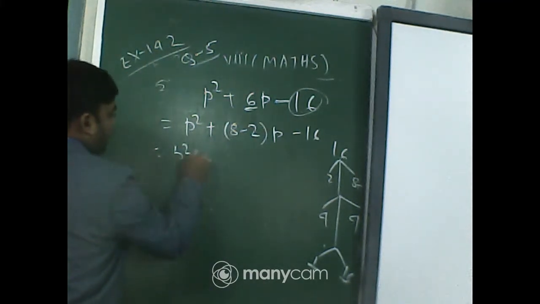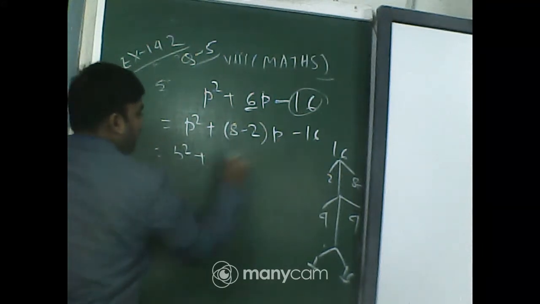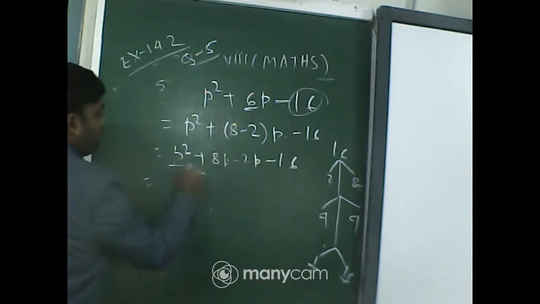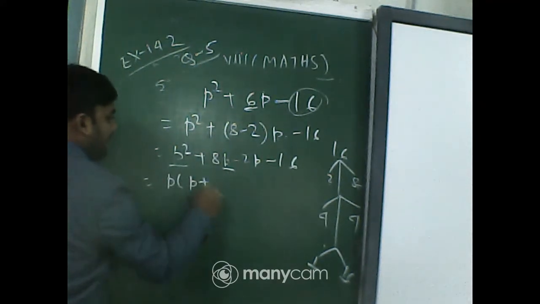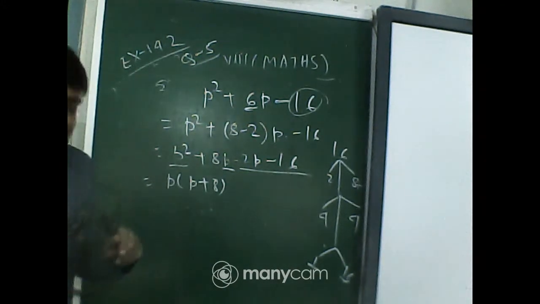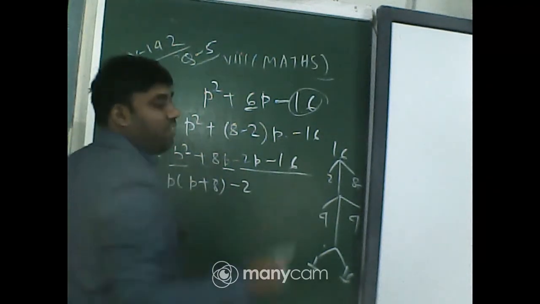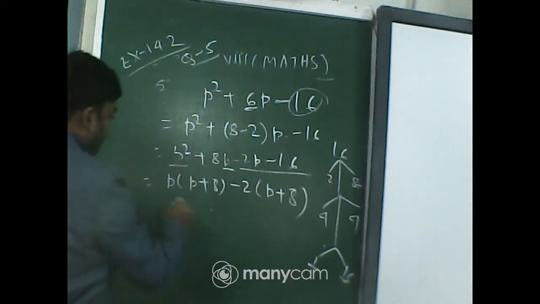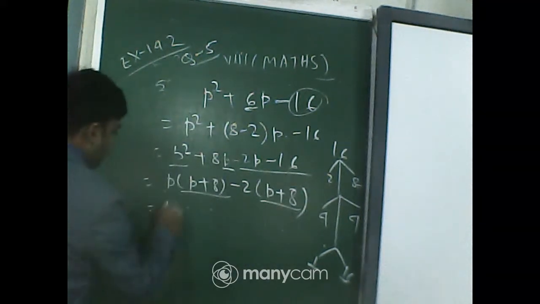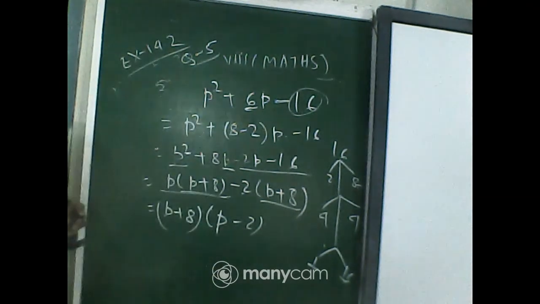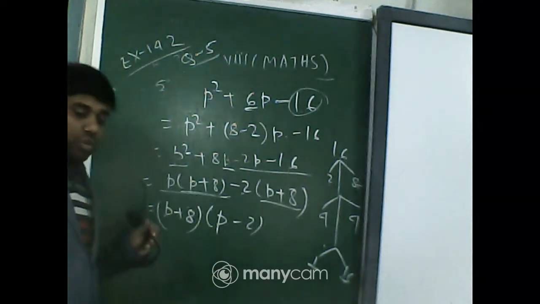So p square plus 8 into p, 8p, minus 2 into p, minus 2p, minus 16. Now from the first two terms, p is the common term, so p into p plus 8. In the next two terms, both are negative, so you can take common minus 2, because 16 has a factor 2. So that is minus 2 into p plus 8. Now in both terms there is p plus 8. After taking p plus 8 as the common term, from the first part only p is left, and from the other part minus 2. So p plus 8 and p minus 2 is the factorized form of p square plus 6p minus 16.